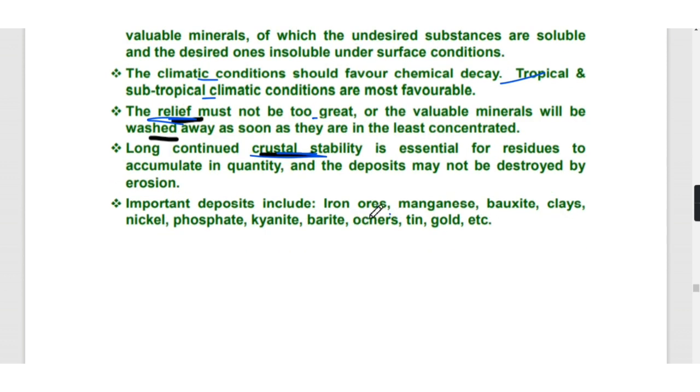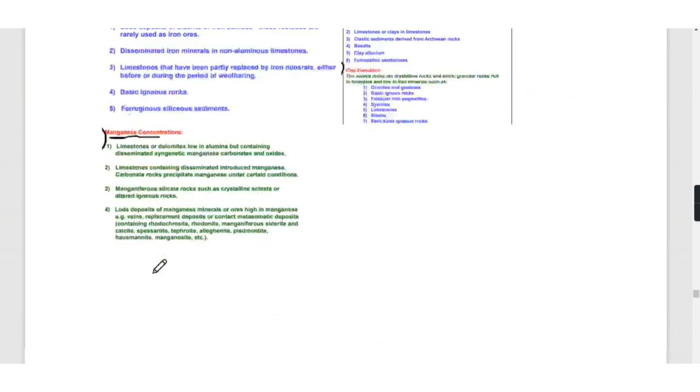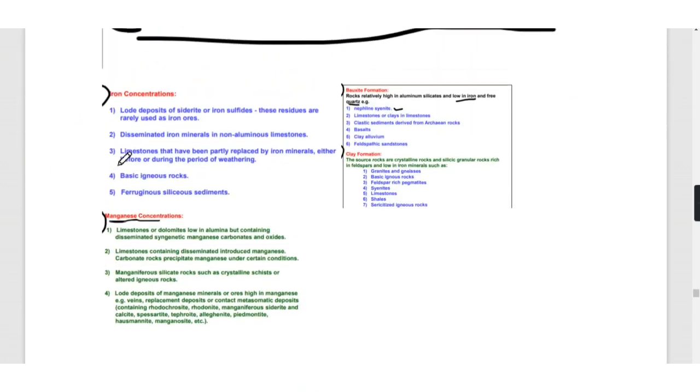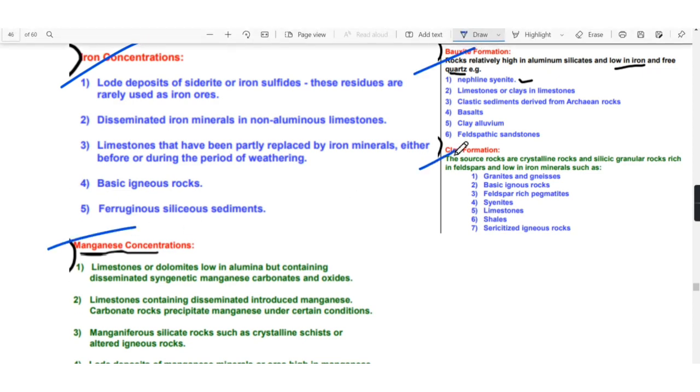And important deposits are iron ore, manganese, bauxite, clay, nickel, phosphate, kyanite, barite. Okay. So these are again valuable deposits. And these are examples of iron concentration. You can see them if you want, but they are not much asked in the exam.